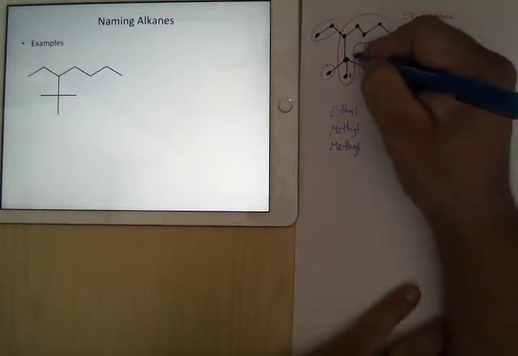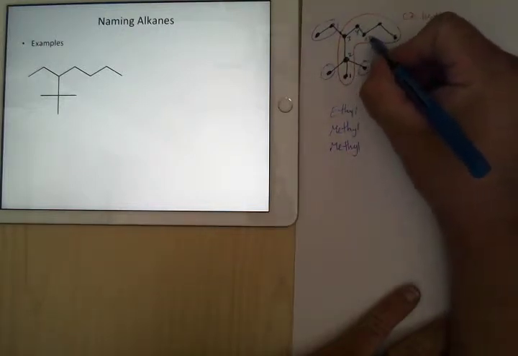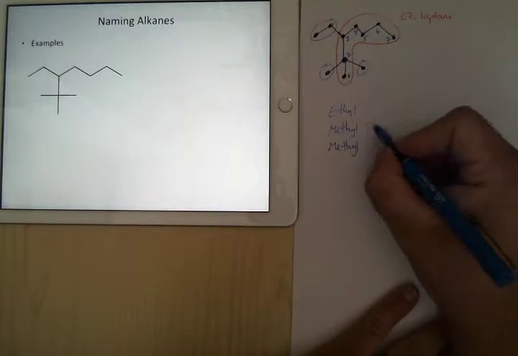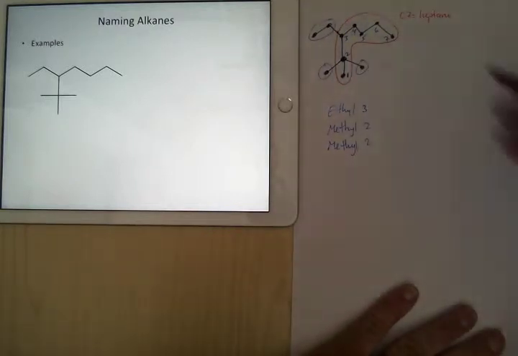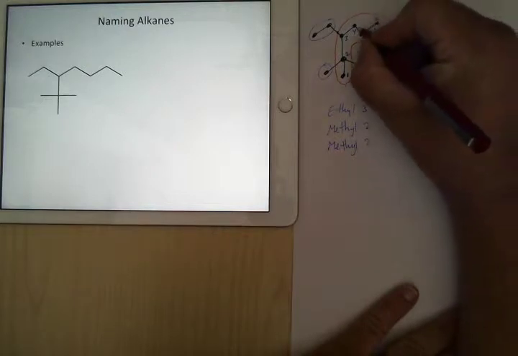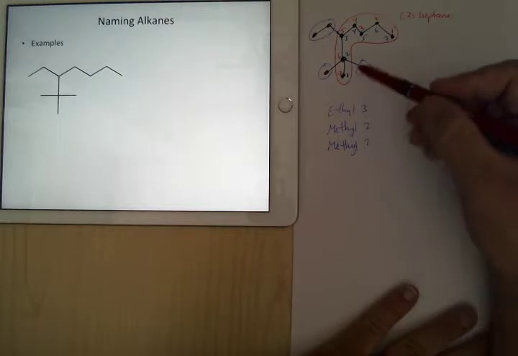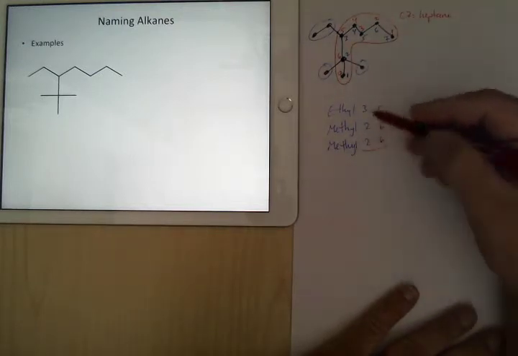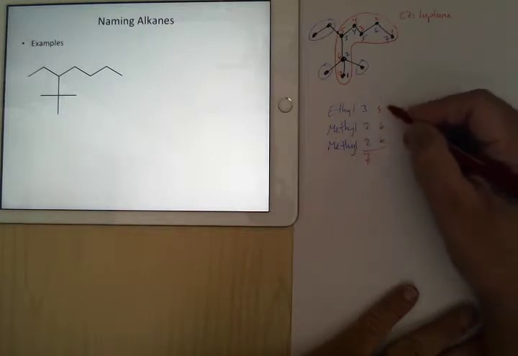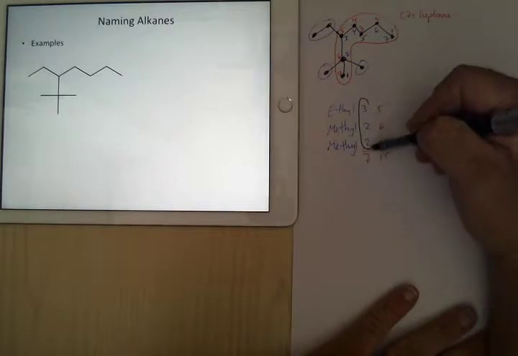So if we go 1, 2, 3, 4, 5, 6, 7, the methyls are both hanging off of 2, and the ethyl is at 3. The other way that we could do it, 1, 2, 3, 4, 5, 6, 7, the methyls are hanging off at 6, and the ethyl at 5. So we're going to add them up. So this is 7, and this is 17.